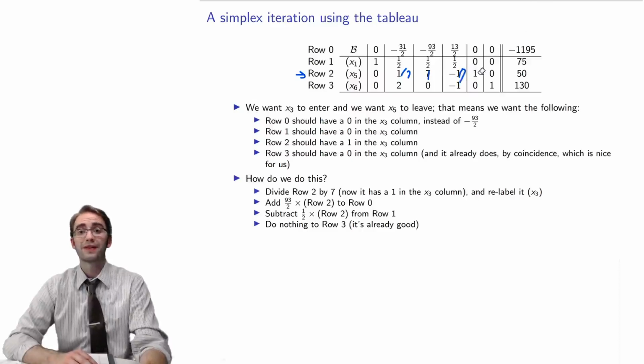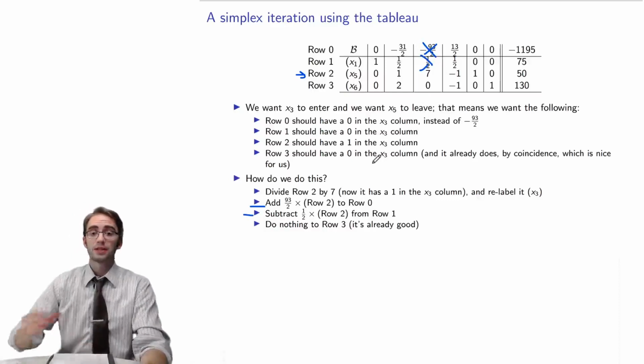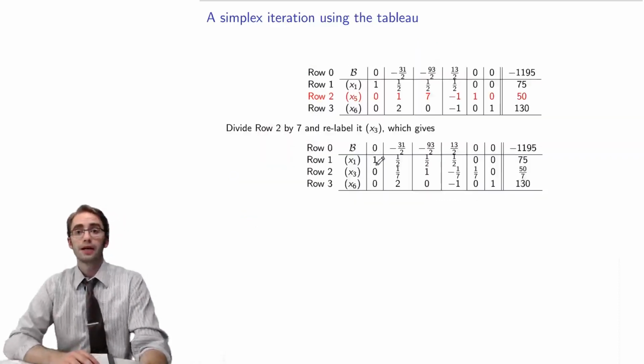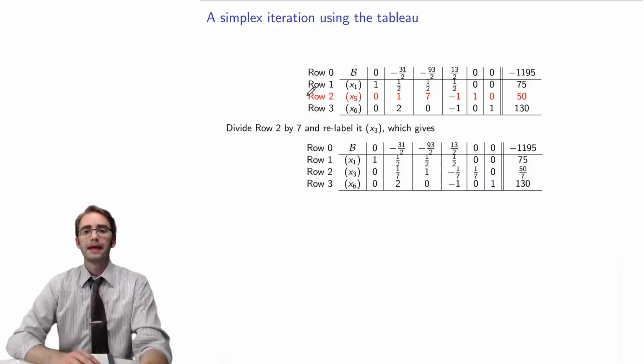So you divide that thing by 7, and then what would you do? You'd take 93 halves times row 2, and you'd zero out this thing, and then you would subtract 1/2 times row 2 to zero out this thing. And once you do that, your matrix now looks like this. And now, actually, we're going through all the steps here one by one, so you can see that. So take row 2, divide the whole thing by 7, and you get this.